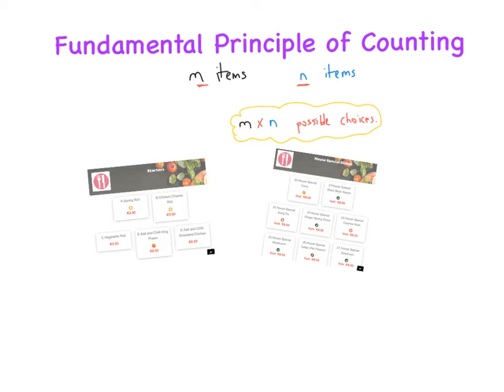Well, as you can see here, we have 5 starter dishes. So that's 5 options here, multiplied by, and over here in the specials, we have 7 options to choose from, which means you have 5 by 7, which is 35 possible choices for your dinner, just taking those 2 things from the menu. Okay, so that reminds us of the fundamental principle of counting.